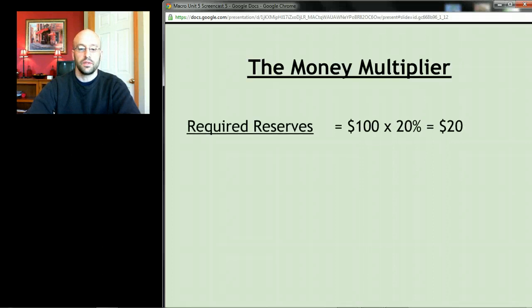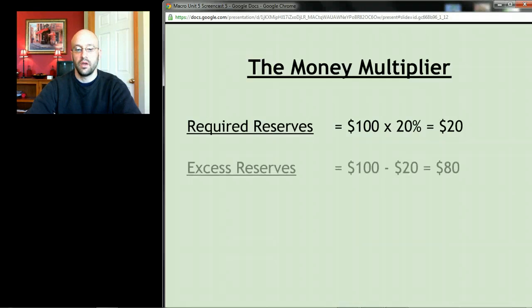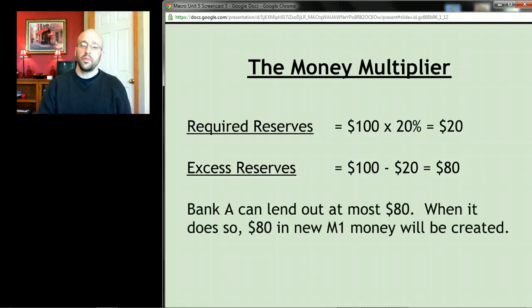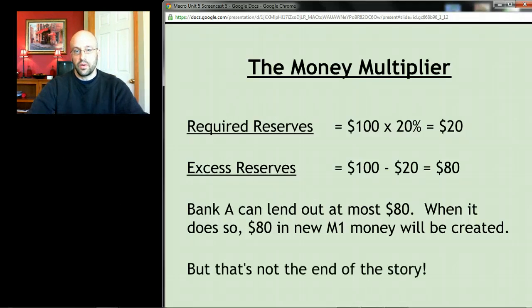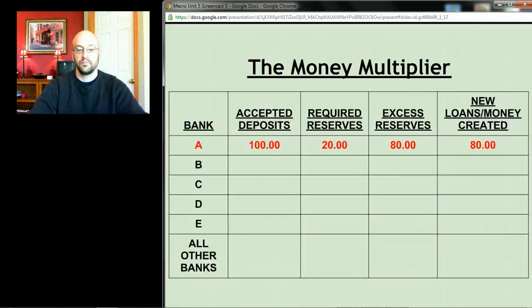First, a couple of calculations. Required reserves here would be $20, 20% of the $100 deposit. So that's what they have to keep in the vault. The rest of it, $80, would be called excess reserves, and that's how much money the bank could theoretically lend out. So Bank A could lend out at most $80, and what we saw is that when the bank lends out $80, it's creating $80 in new M1 money in the form of checkable deposits. That is not the end of the story, because as we're going to see, that $80 is actually going to turn into a lot more new money. Let me take you through the process.